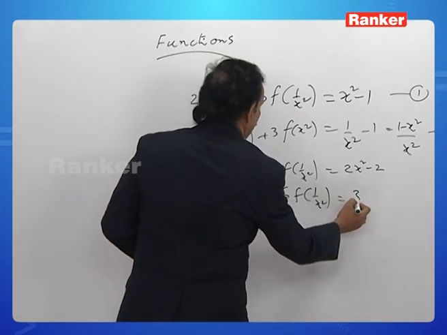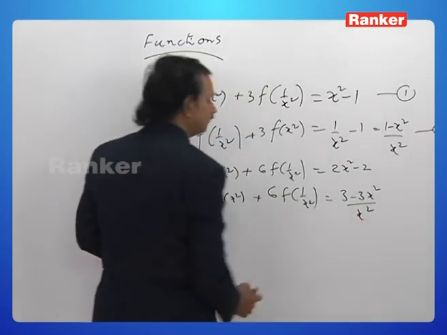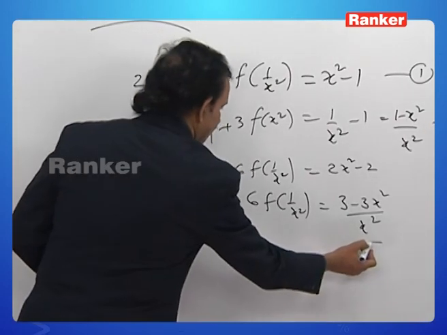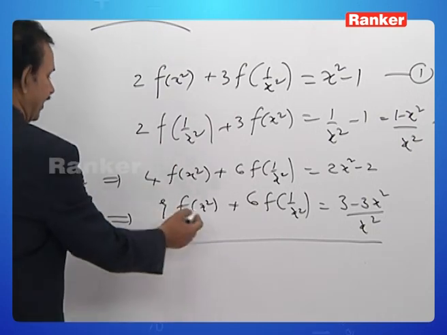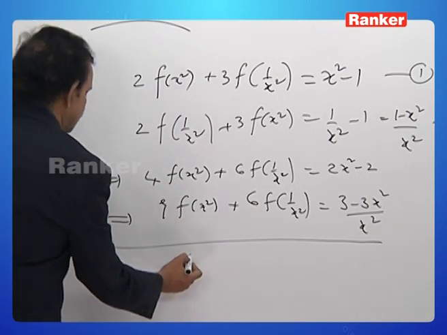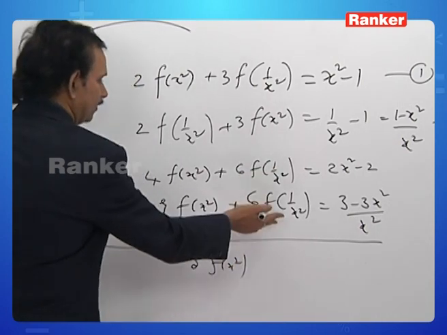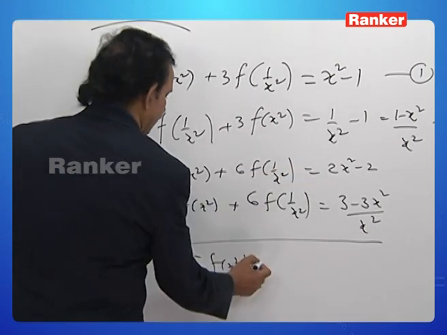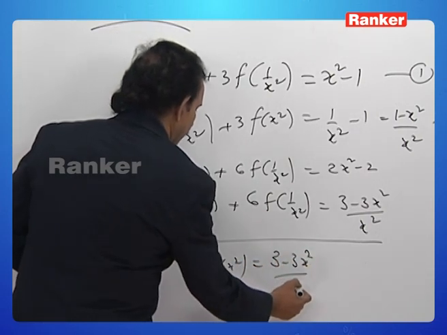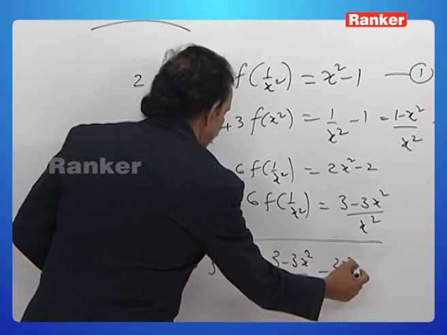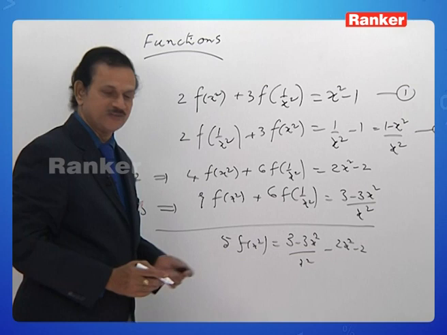3 into 3 minus 3x square by x square. Now you just subtract this one from this. What are you going to have? 9f of x square minus 4f of x square is 5 into f of x square. These two will go away and that becomes 3 minus 3x square by x square minus 2x square minus 2. You get the LCM and get it simplified.